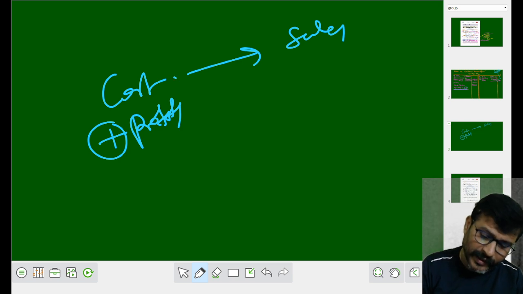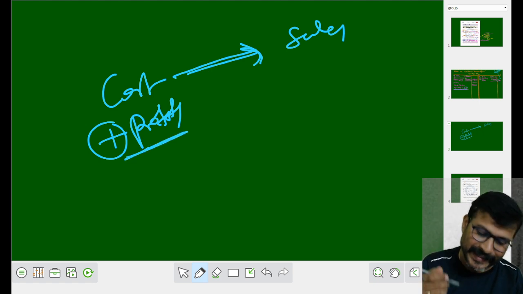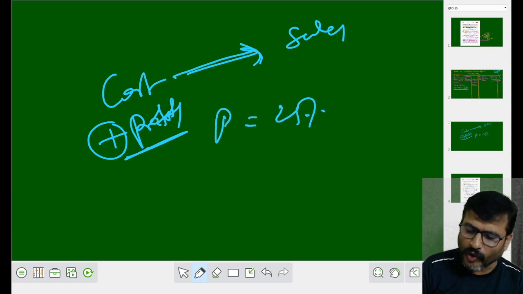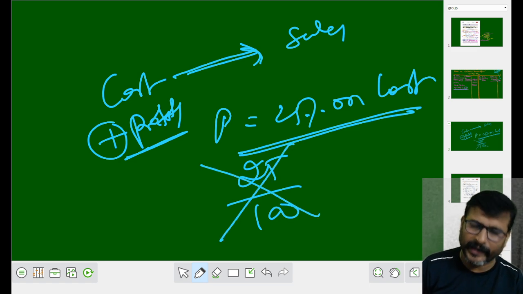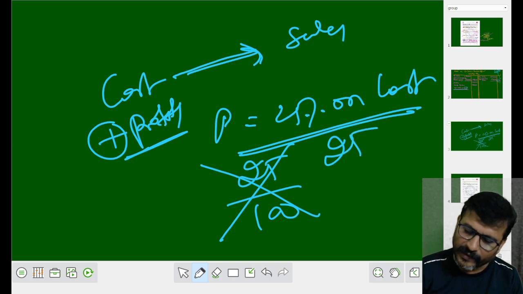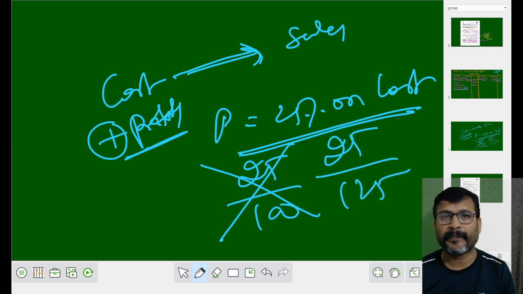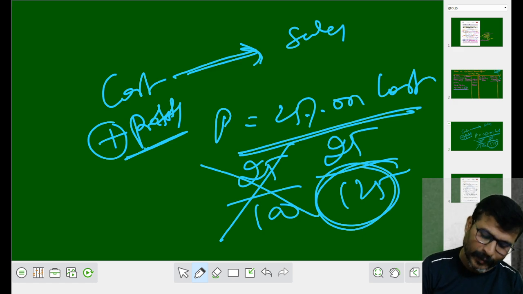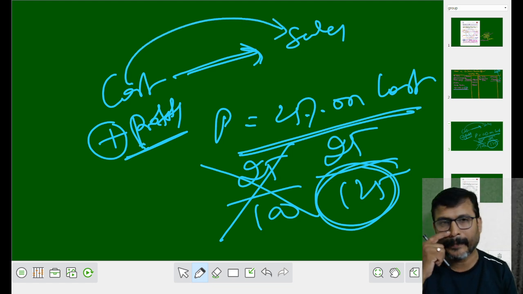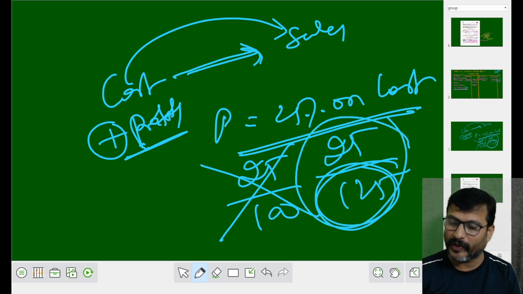In order to convert the cost into sales, what do we have to do? We have to add the profit to the cost. In such a case, profit is 25% on cost. Now, we are not supposed to take 25 by 100. How much do we have to take? 25 by 125. Why do we have to take 25 by 125? Because we have to add the profit to the cost. So, when there is a mismatch between the cost and sales, we have to take 25 by 125.